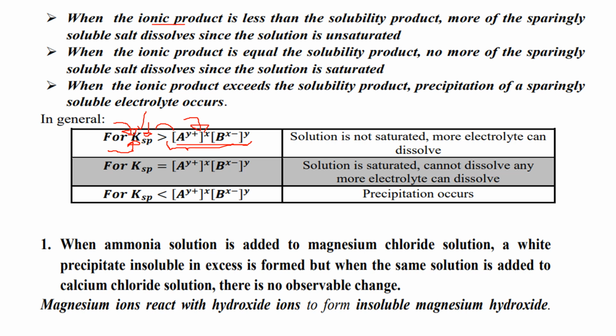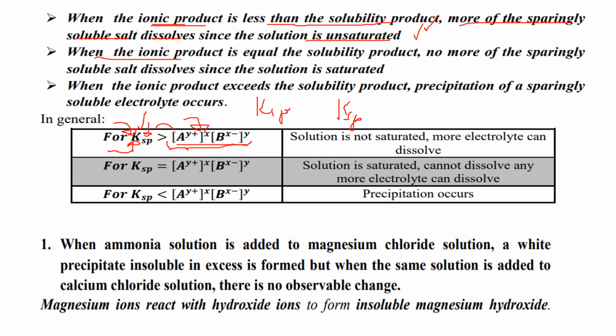So always remember that. Now here we are going to say that when the ionic product is less than the given solubility product, more of the sparingly soluble salt dissolves since the solution is going to be unsaturated. That means that when the ionic product is less than the solubility product, the solute is going to be more soluble. If you find that the solubility product given in your question is larger than the Ksp that you have calculated, then that salt is going to be more soluble in that solution, and hence precipitation is not going to take place.